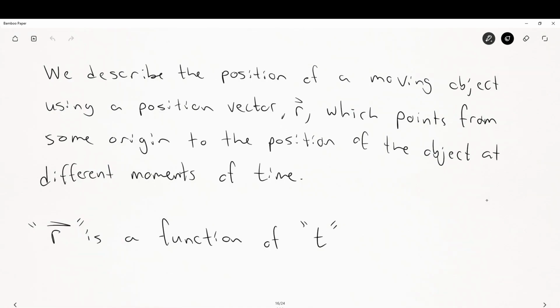So, in kinematics, we describe the position of a moving object using a position vector called r, which points from some origin, the origin is arbitrary, but you have to pick one, to the position of the object at different moments of time. This vector r is a function of time, or a function of t.